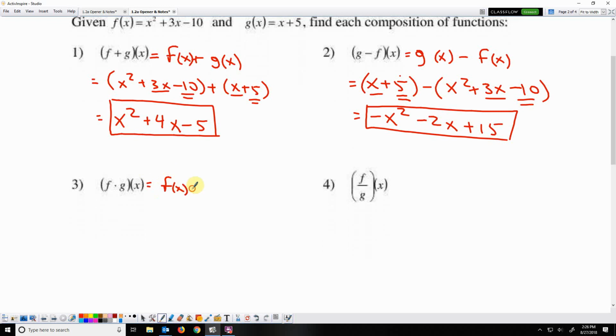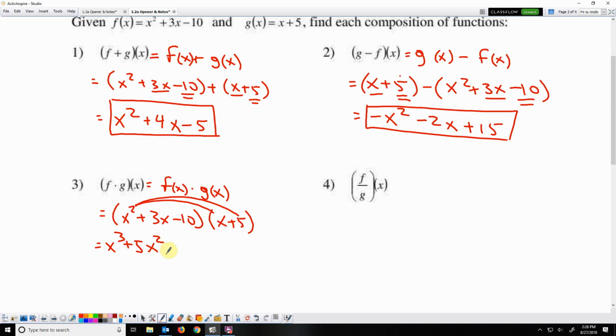Then f of x times g of x. So x squared plus 3x minus 10 times x plus 5. So here we need to distribute. When I distribute the x squared, I'm going to get x cubed plus 5x squared. Then I'll distribute the 3x, and I'll get 3x squared plus 15x. And then distribute the negative 10. Minus 10x minus 50.